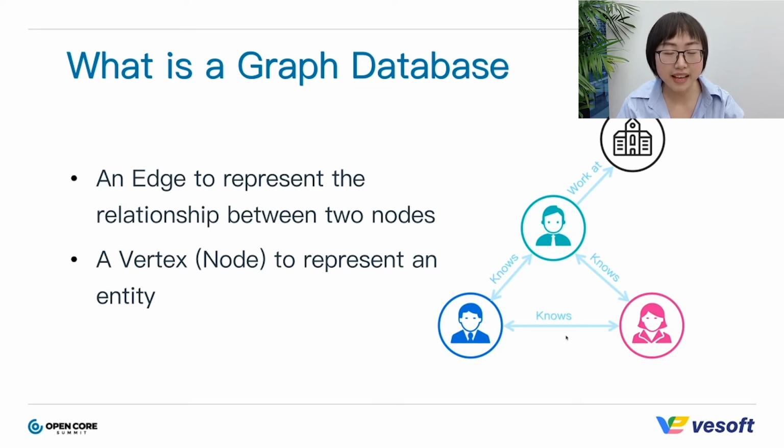Actually, graph databases have been used every day. The Facebook function, people you may know, is built on a graph database. The Amazon function, people who bought this item also bought, is built on a graph database.